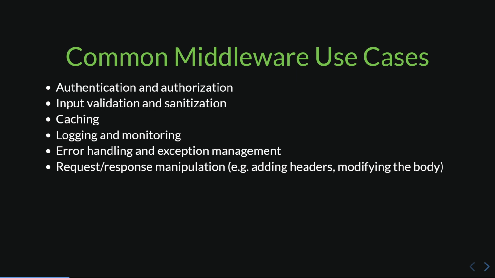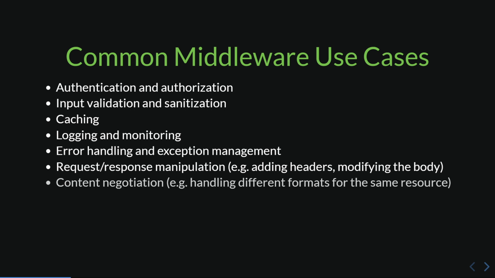Request and response manipulation is another use case. Middleware can be used to modify the request or response before it is handled by the application, allowing you to add headers, modify the body, or perform other actions. With a middleware, you can handle requests with different accept headers, returning different formats of the same resource based on the client's request. A middleware can also be used to control the rate at which users or clients can make requests, helping to prevent abuse and protect the performance of your application.